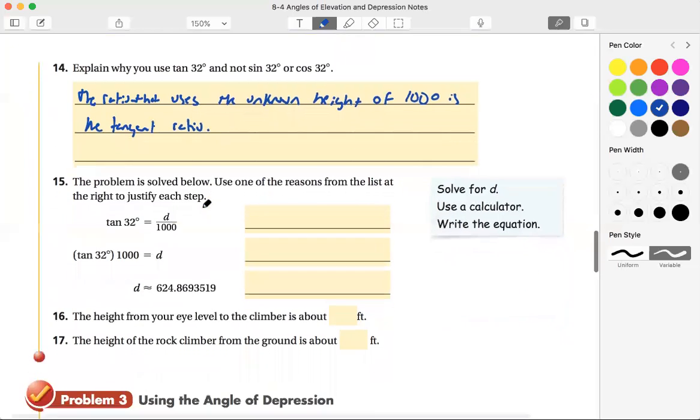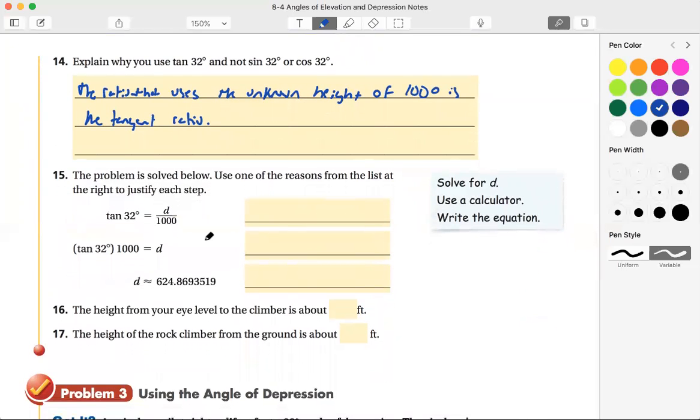Okay, so we would set up the equation like this. The tangent of 32 degrees equals d over 1,000. So we're going to write the equation. Multiply both sides by 1,000 and solve for d. Using your calculator, we get d equals 624.8693519. And then the distance from the eye level to the climber is 625 feet. But remember, we're 6 feet above the ground, so we have to add that, so we get 631.